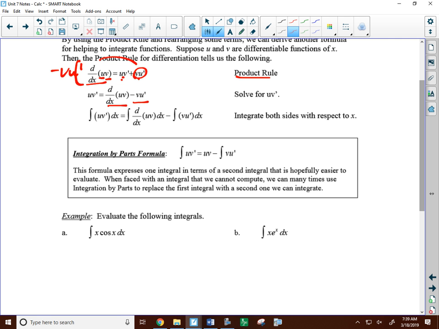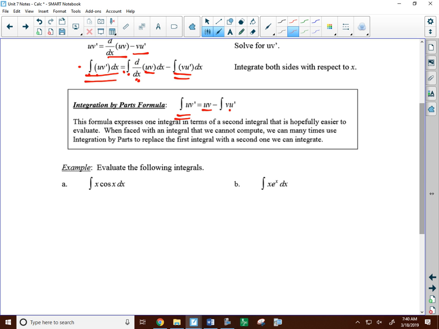And now all you do for integration by parts is you do an antiderivative. You just do an integral of each part there. And so here's where the formula comes from. We're going to do the integral of uv prime, so that's right here in the formula. Over here, though, the integral of the derivative of uv, that just cancels itself out, derivative and integral. And so that's why right here in the formula, we just have uv. The derivative and integral cancel itself out. Finally, over here, this just stays, minus the integral of vu prime.